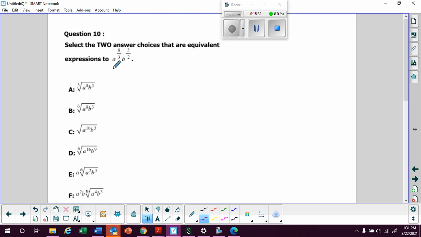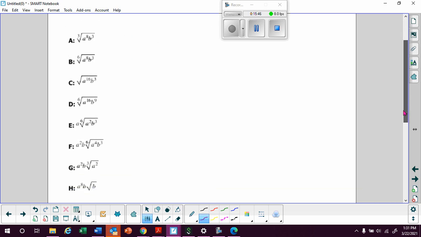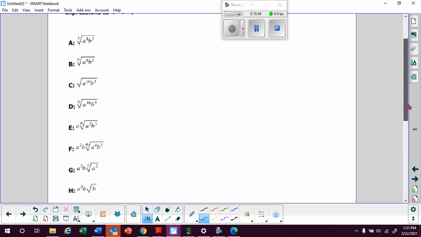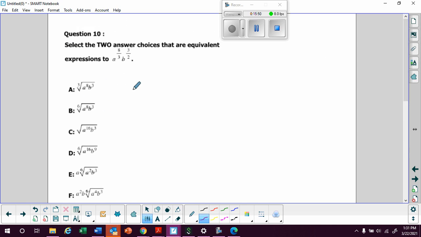So I have, just knowing this is a cube root and then this is a square root, it's kind of difficult to do. So they have it in, oh, they gave me so many choices. So the first one is the cube root of a to the power of 8. And the second one is the square root of b cubed, right?